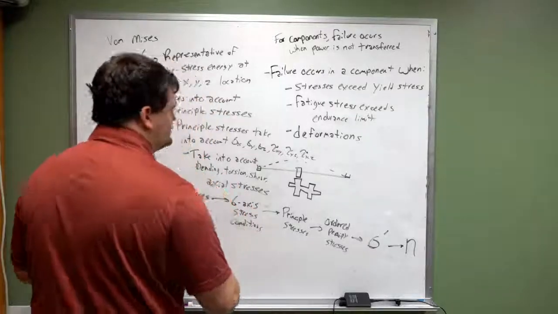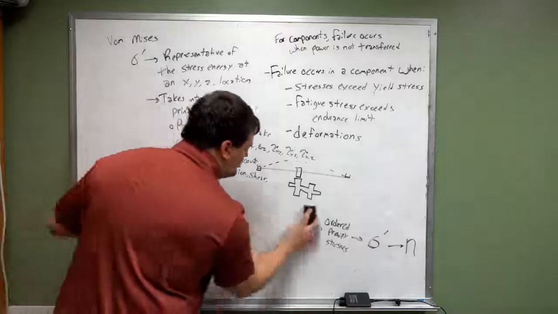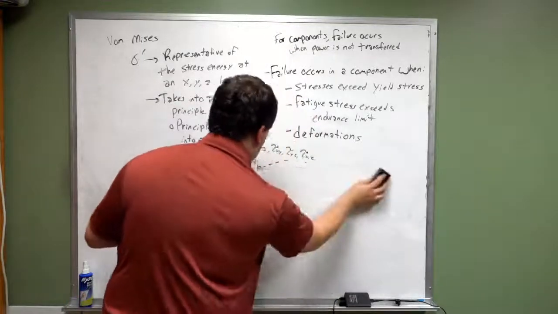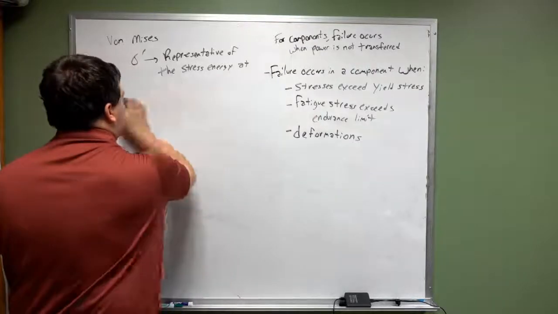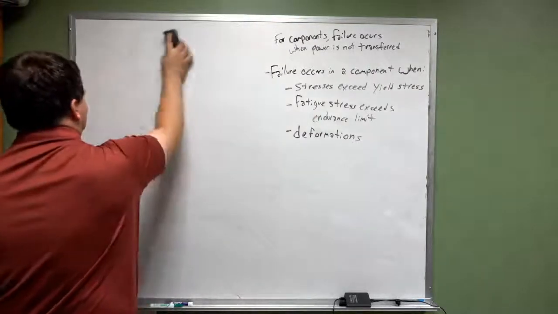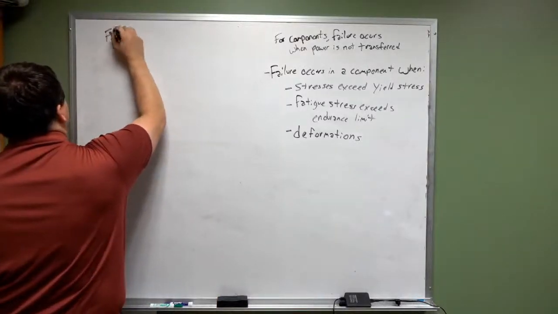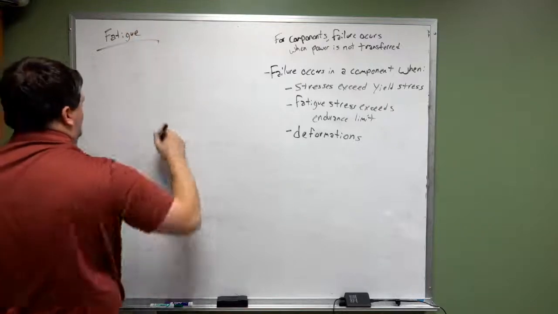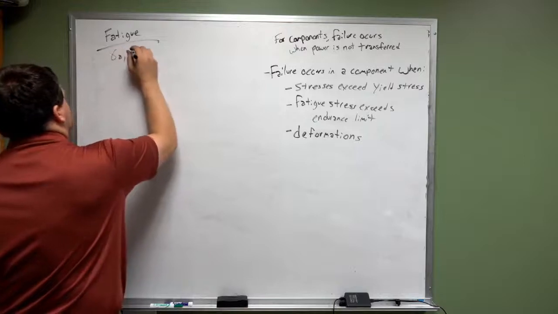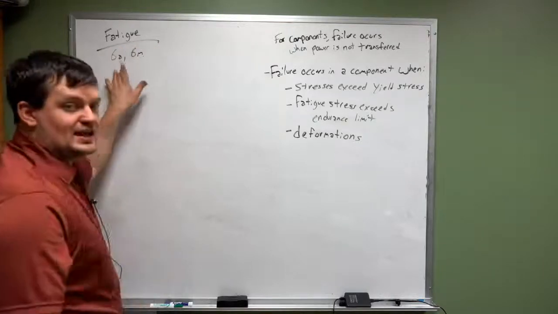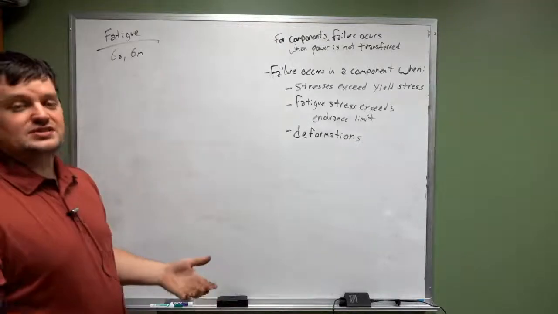Okay, now what happens when we get to fatigue? Well, fatigue becomes a little bit more of a challenge, because it takes everything we know about stresses and it makes it worse. Okay? For fatigue, you have to figure out your sigma A and your sigma M, where your sigma A is the amplitude of your fatigue stress and your sigma M is the median fatigue stress.